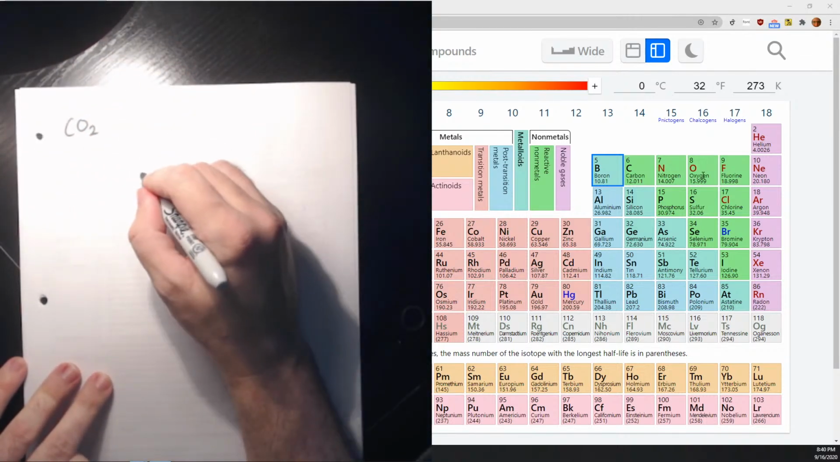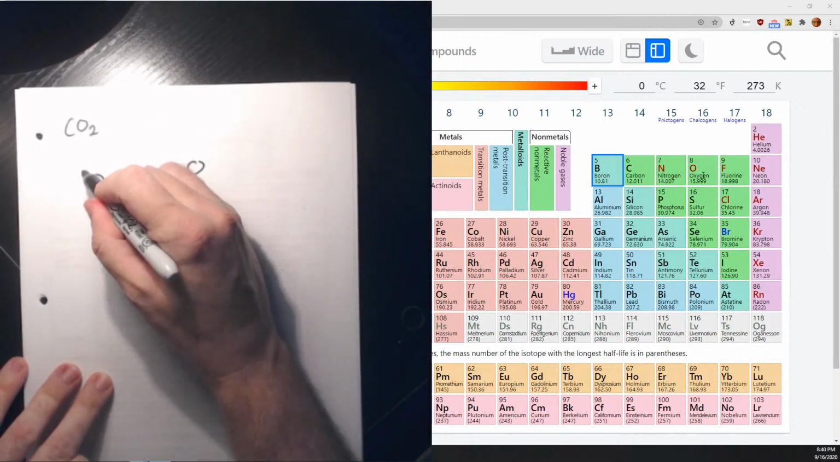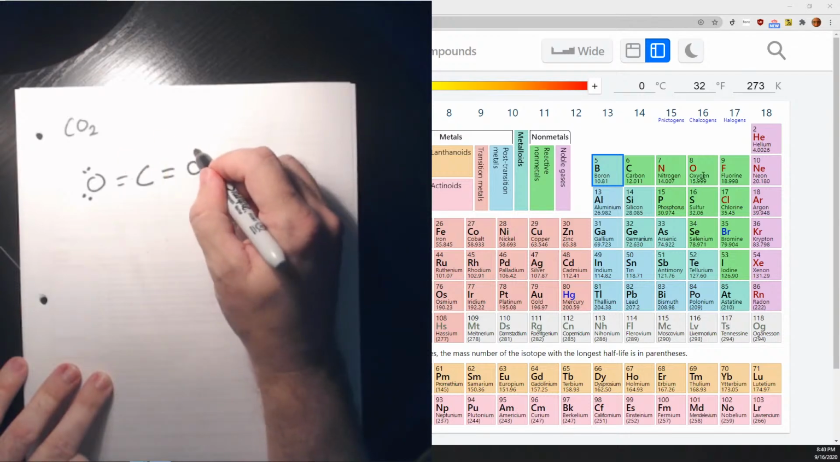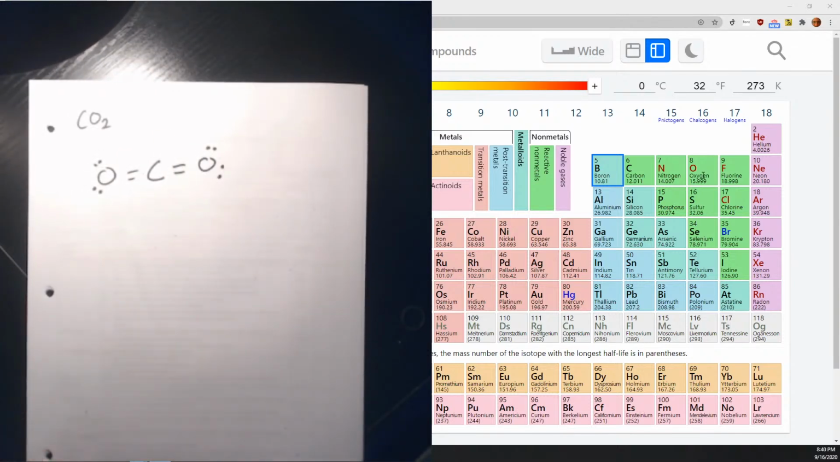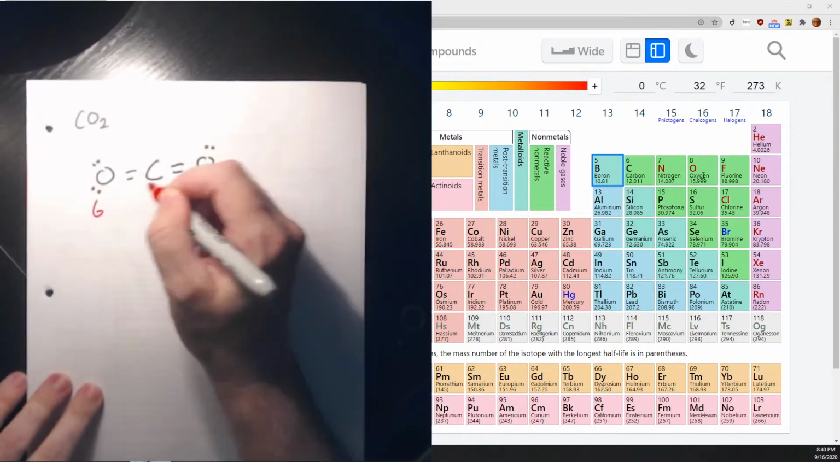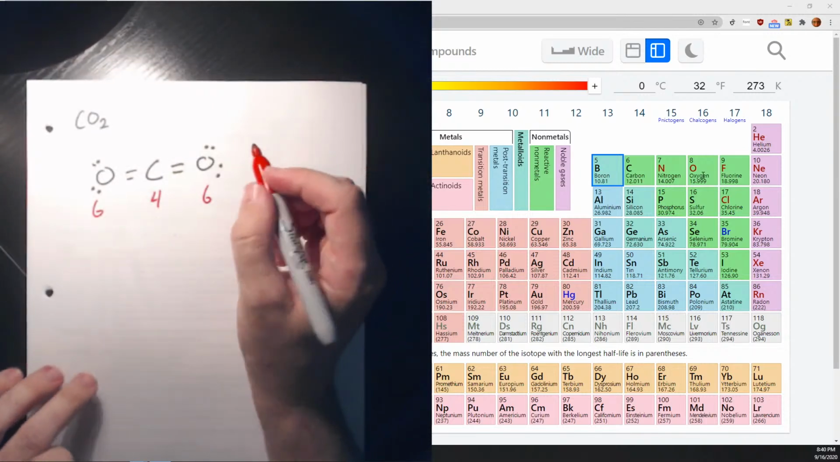CO2, really quick, we've already done this one, is this guy right here. Carbon double bonded to 2 oxygens. Each of our oxygens has 2 lone pairs. Okay. So oxygen started with 6 valence electrons. Carbon started with 4.